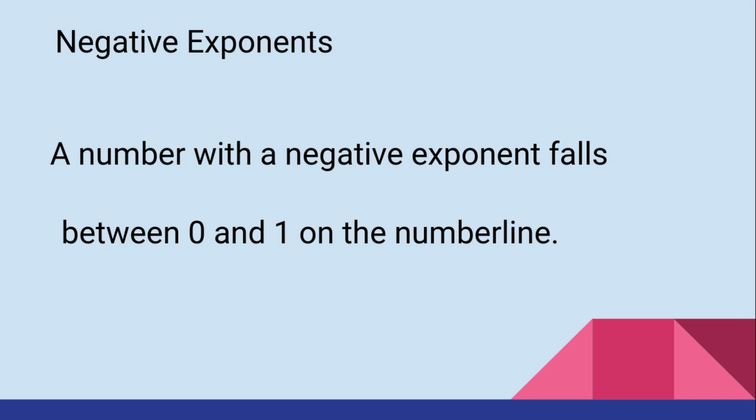Because if you have 10 to the 0 power, we know any number to the 0 power is always 1. So therefore, 10 to the 0 is 1. Therefore, it has to fall between 0 and 1, because my next number down with that exponent would be a negative number. And it cannot be a negative number when I end up on the number line.